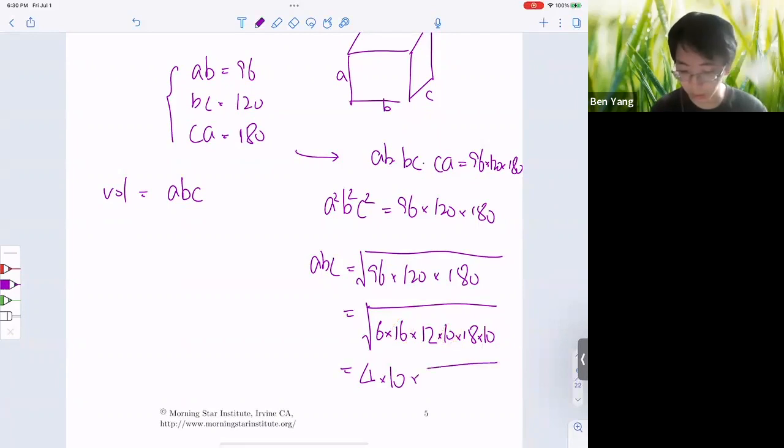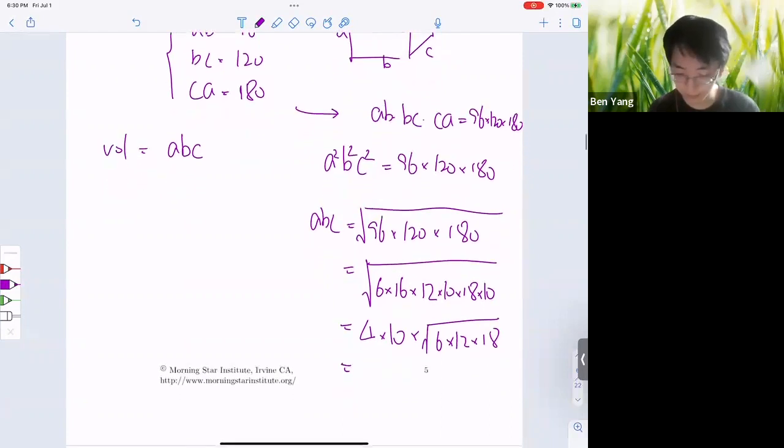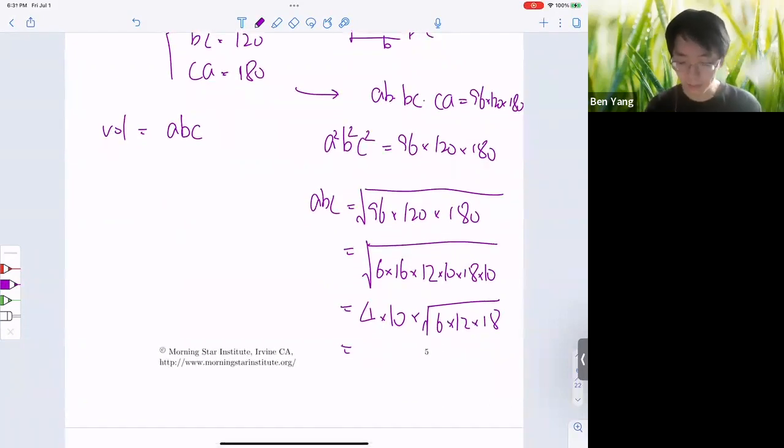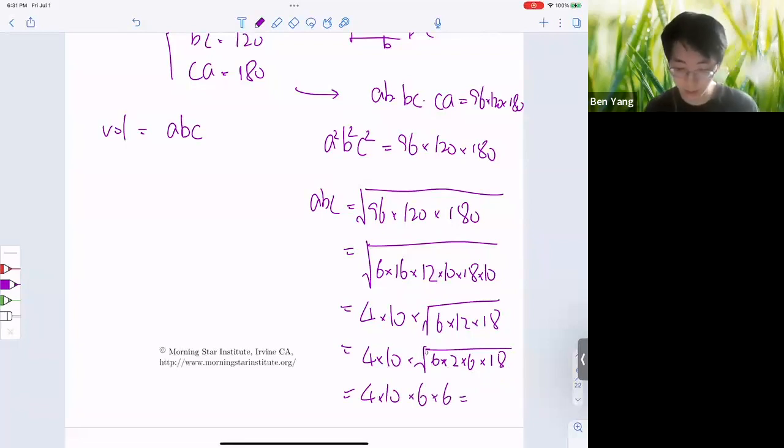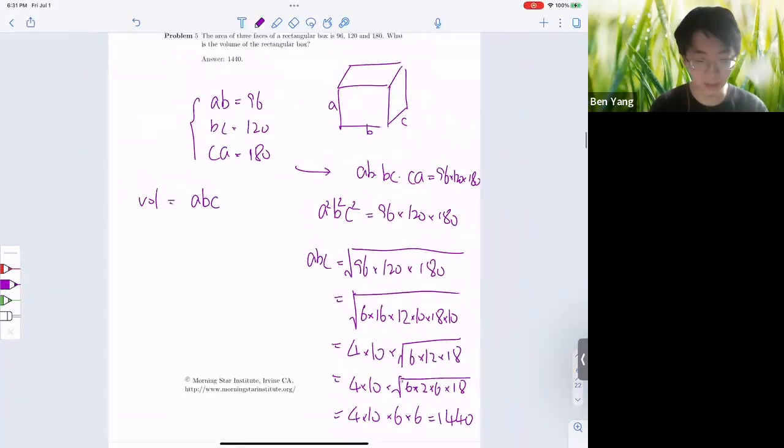Now under the root, we have 6 times 12 times 18. Okay, so 4 times 10 times, here we have 6 times 2 times 6 times 18. And 2 and 18 make 36. So 6 and 6, that's also 36. Okay, so we'll have 4 times 10 times 6 times 6. Cool, so that's 1440. And that should be our answer.